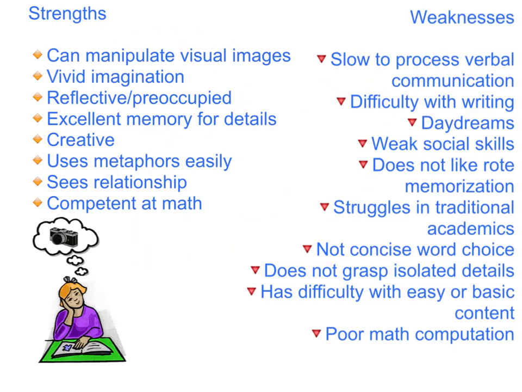Some weaknesses they may have are that they may be slow to process verbal communications, have difficulty with writing, daydream, and have weak social skills. They do not like rote memorization. They struggle in traditional academics, have less concise word choice, do not grasp isolated details, have difficulty with easy or basic content, and tend to have poor math computation.